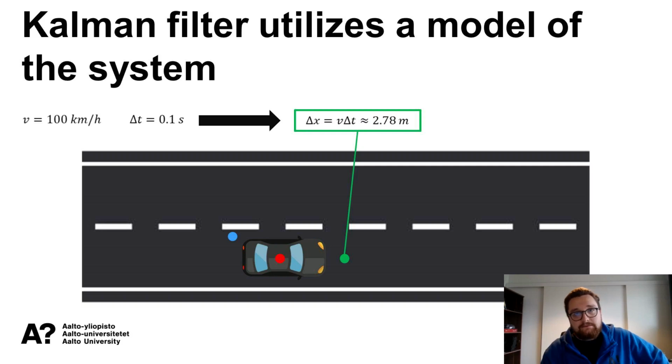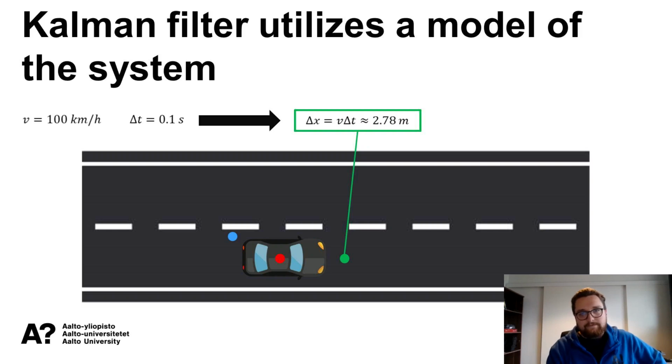So basically, using these elementary physics equations, the distance traveled should be the speed times the time spent. So we can see that this is a little bit under 3 meters that the vehicle should have gone forward. So based on this information, we can say quite reliably that okay, there has probably been something wrong with the sensor. We shouldn't trust this measurement information that much.